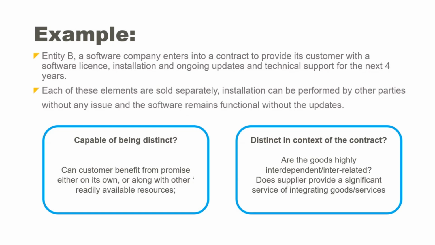So in this example, we have concluded that there would be 4 performance obligations. So you've got the software license, which would be a separate performance obligation. As soon as the customer receives the software license, they can benefit from that without any of the other elements in the contract. The installation, the fact that can be performed by any company, would indicate there's no level of customization, which would then indicate that the installation is a separate performance obligation.